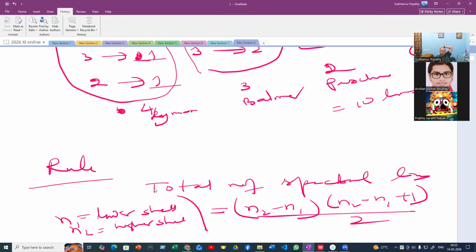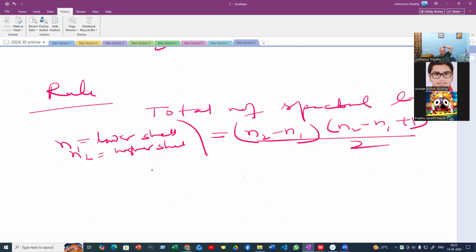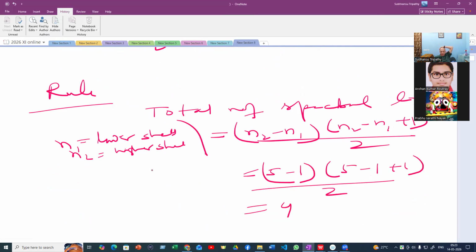So here, if I sent it from the ground state, n1 was 1 and n2 was 5. So 5 minus 1 into (5 minus 1 plus 1) by 2 is 4 into 6 by 2. What is the mistake? n2 minus n1 is 5 minus 1, plus 1 is not to be added. So 4 into 5 into 1 by 2, that is equal to 10.